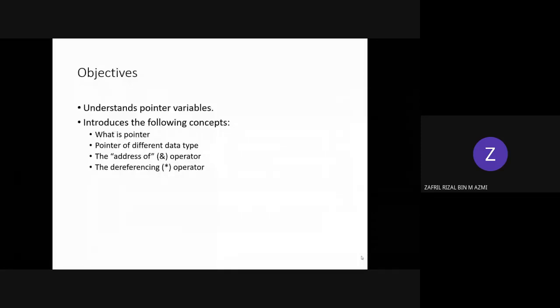Another thing, which is new: the dereferencing operator, which is star. This star is not multiplication. Before this, when we apply any equation, we put star when we want to multiply two values. But in pointer, star means it is a dereferencing operator. What is dereferencing? Later on we are going to check this.